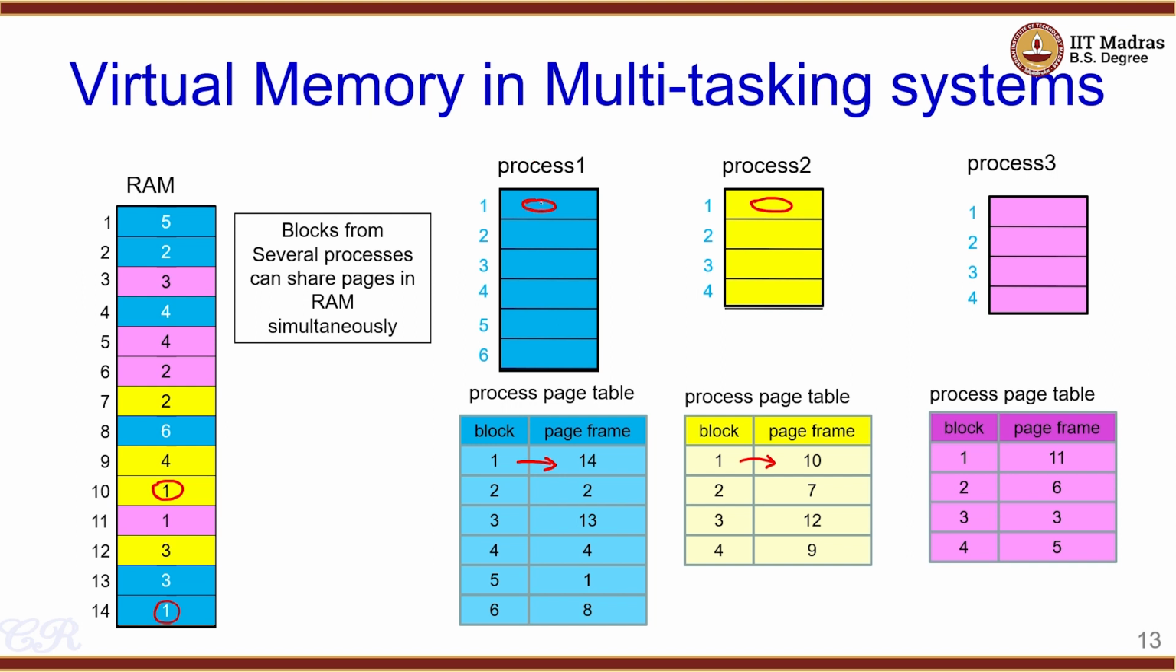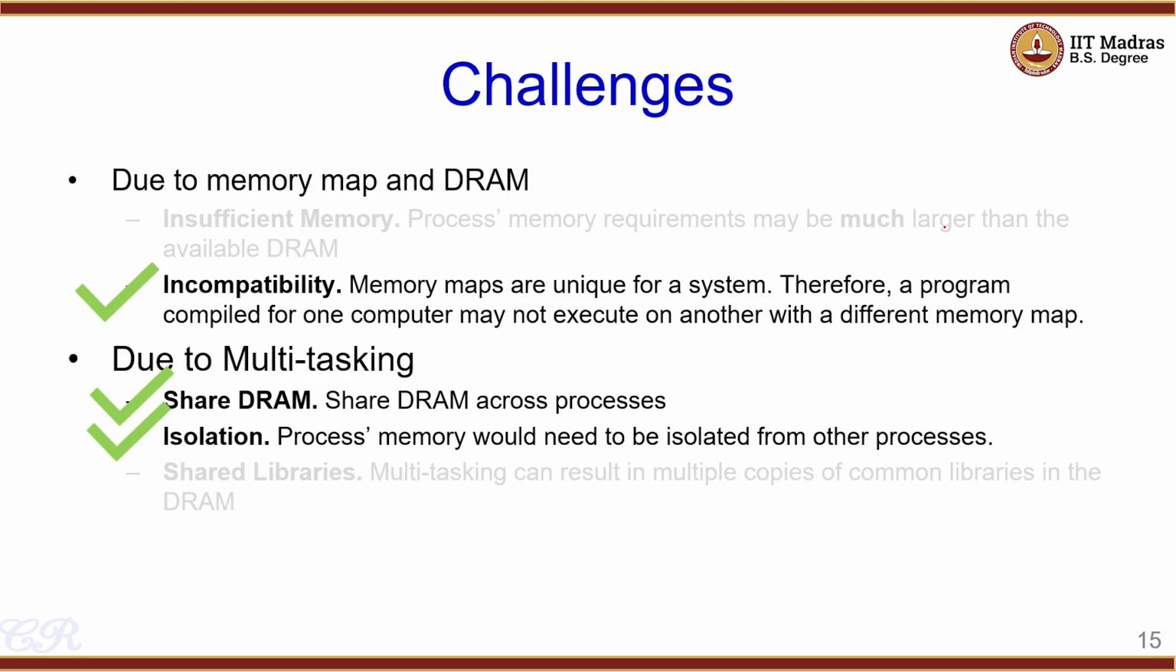For instance, if process 2 was our banking application where we are entering our account number and password, there is no way that process 1 could directly read that password or read the data that you have entered or modify the data, because process 2 is a different process with its own process page table and its own virtual address space. So, this gives us the concept of isolation.